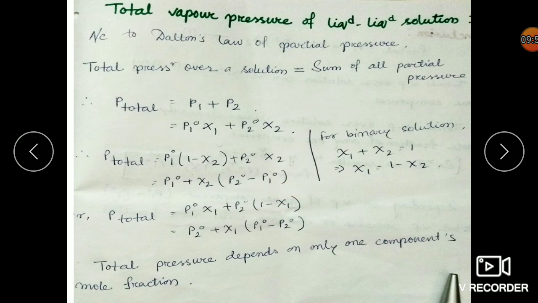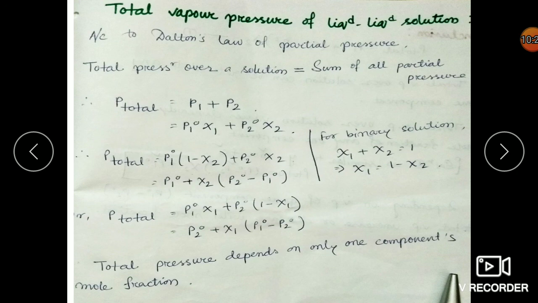Same way, if you replace x2 in terms of x1, then what you get? You get P total is equal to P2 naught plus x1 into P1 naught minus P2 naught. Now one thing you mark here, this P1 naught and P2 naught are constant because these are the vapor pressure for a pure state. Now pure state will always be same. There is no change in the composition, so their values also remain constant.